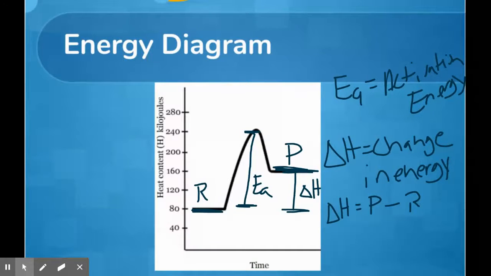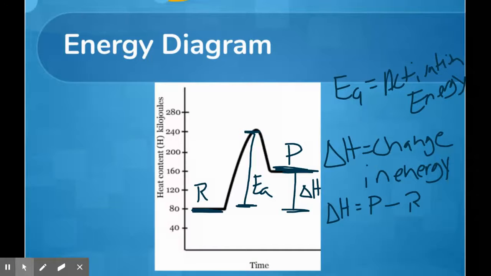So now that you know how to label these four things on the graph, you need to know how to read the graph and find out what the change in energy and what the activation energy is. So if we're looking at the graph, the energy of the reactants is 80 kilojoules. The energy of the products is 160 kilojoules.